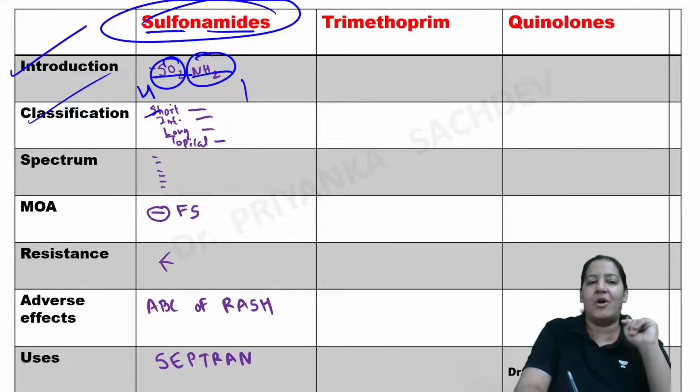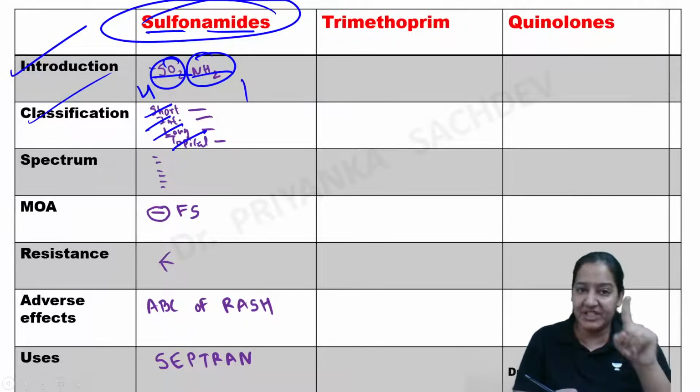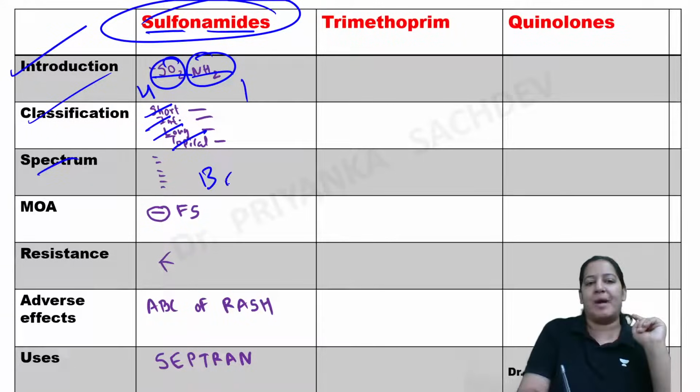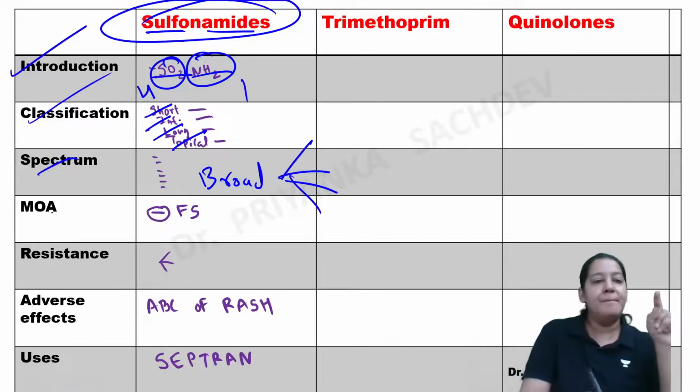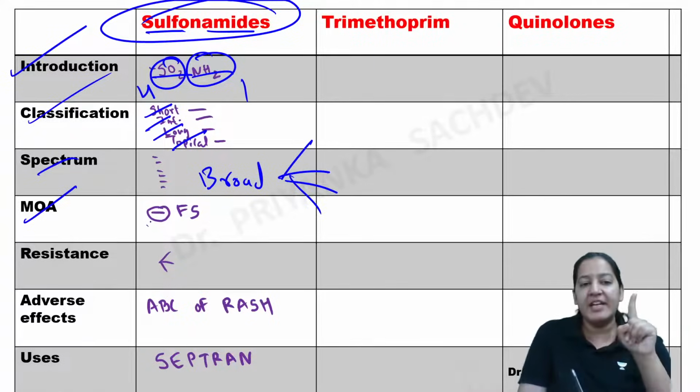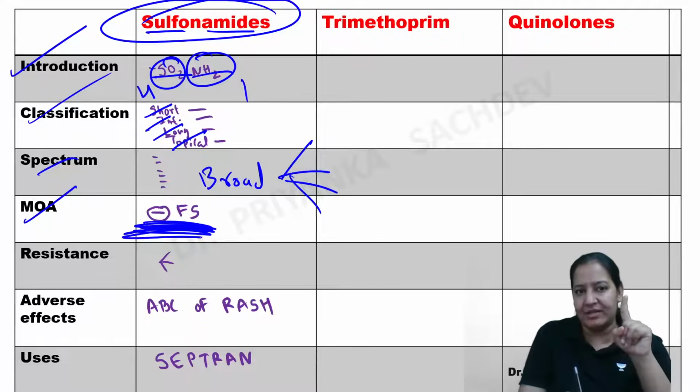Classification: short acting, intermediate acting, long acting, topical and special. You know the drugs in each category. Say yes or no. Coming to the spectrum, simply say broad spectrum: gram positive, negative, cocci, bacilli, everything. Mechanism of action: it inhibits the enzyme folate synthetase, which is required for the conversion of PABA into dihydrofolic acid. Give me a thumbs up.